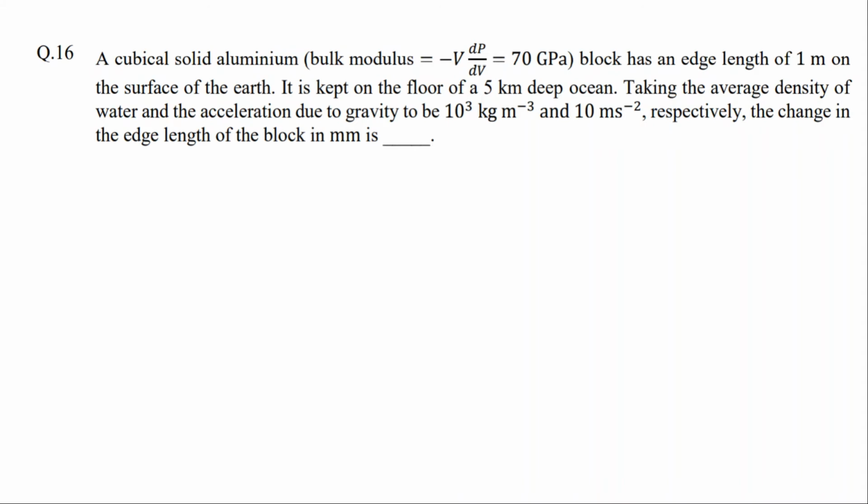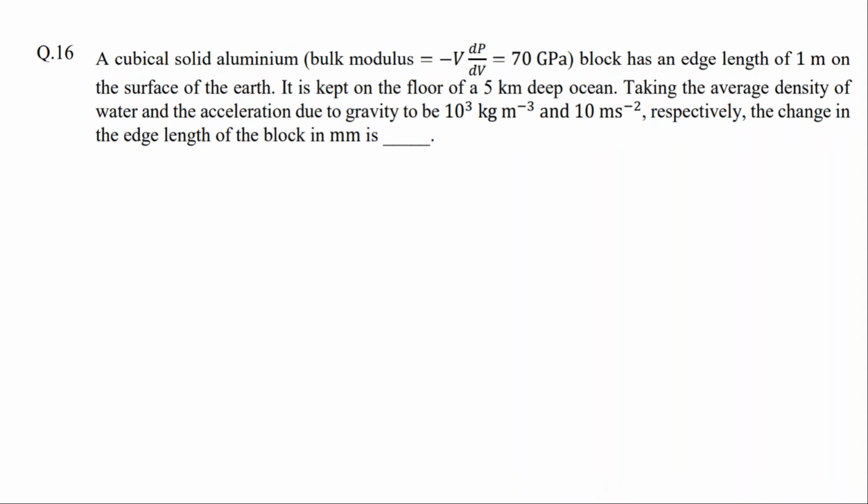aluminium, whose bulk modulus is 70 gigapascals, has an edge length of 1 meter on the surface of the earth. It is kept on the floor of a 5 kilometer deep ocean. Taking the average density of water and the acceleration due to gravity to be 10 to the power 3 kg per meter cube and 10 meter per second square respectively, the change in the edge length of the block in millimeter is?